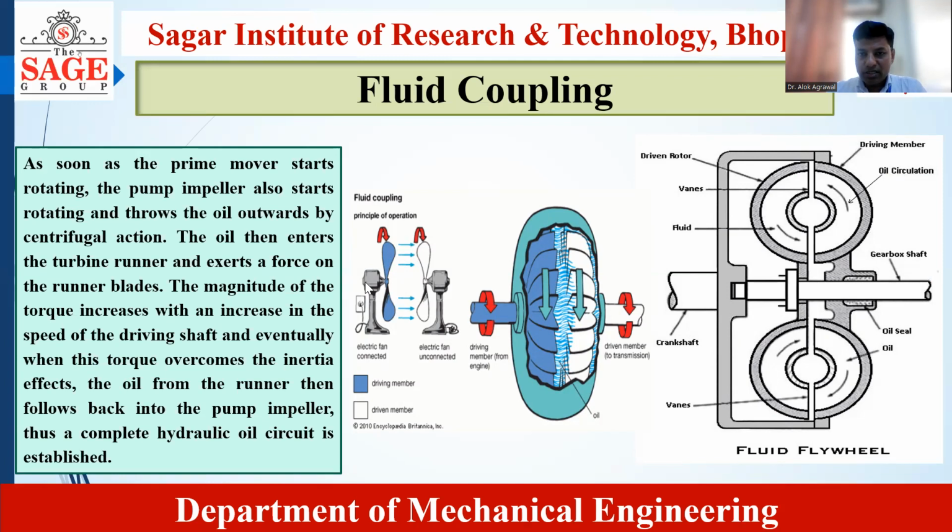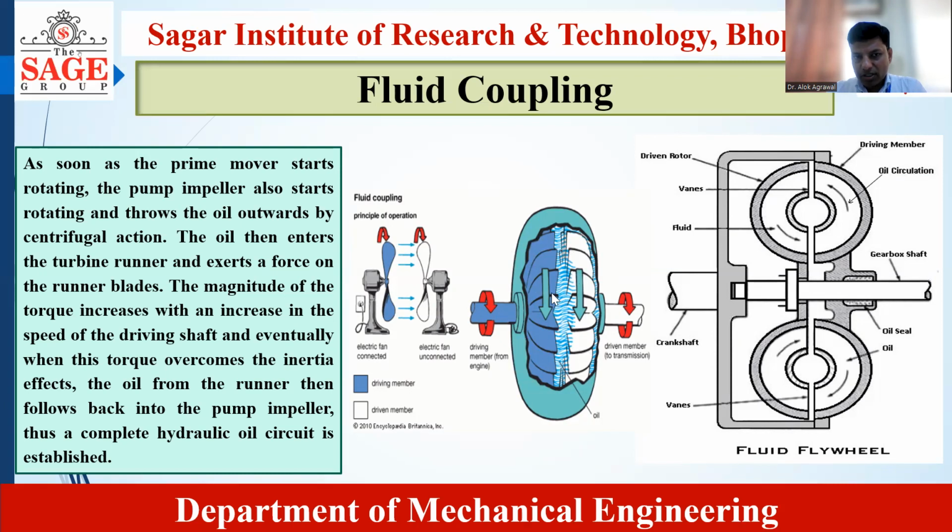Here it is enclosed in a casing like this, and in place of air, we put oil. So, what is happening here? When we start this blue component, that is the prime mover, which is also called the driving member, by giving energy to it, it starts rotating. When it starts rotating, it throws oil because of centrifugal action. The oil is not allowed to move circumferentially after a certain distance, so it moves from left to right, and this oil enters the turbine runner and exerts force on the blades of the turbine runner.